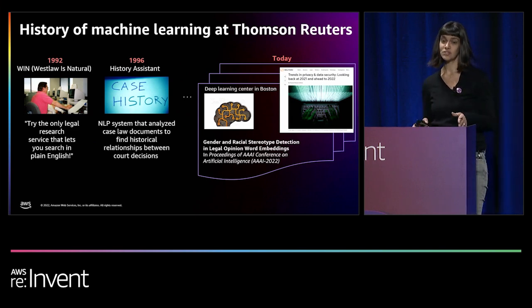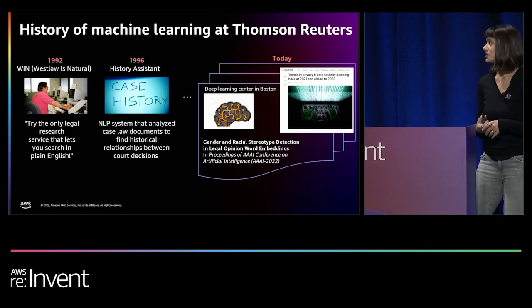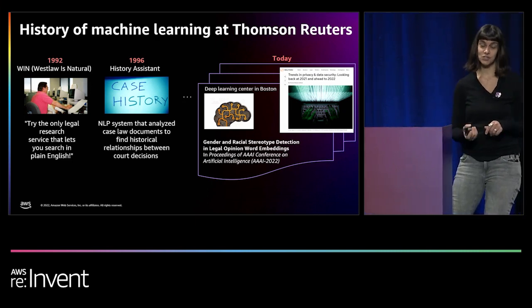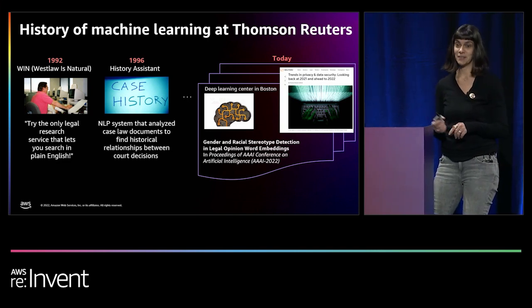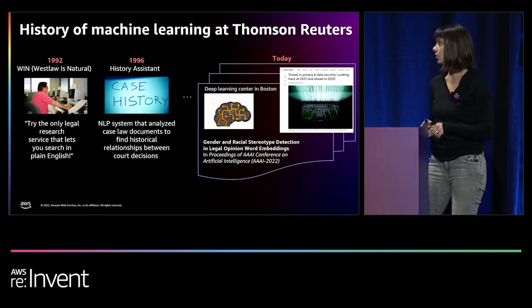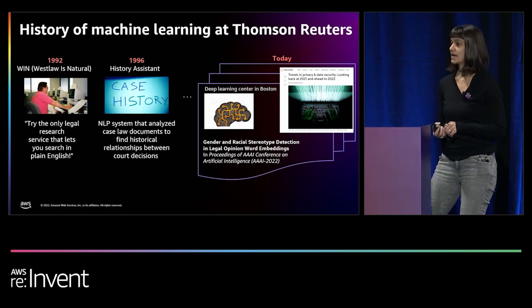So Thomson Reuters actually started AI a long time ago. It was in the 1990s when they created the first model, which was around search capabilities in plain English, and then more and more established NLP within our products, evolving continuously like the landscape of AI that's embedded within our products and within our workflow.